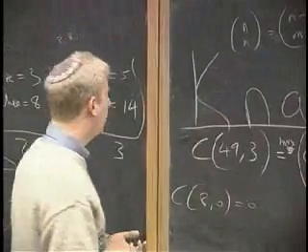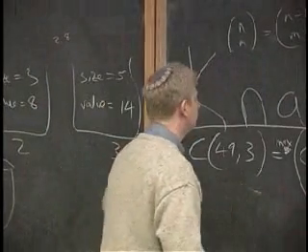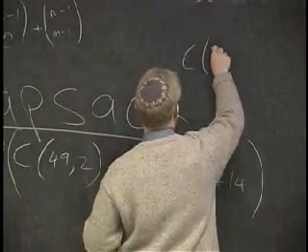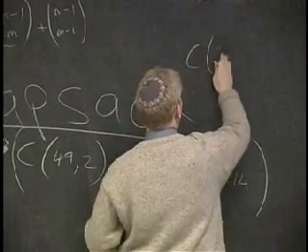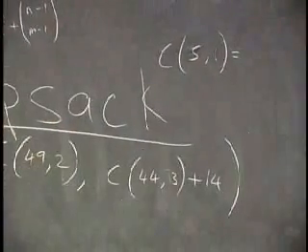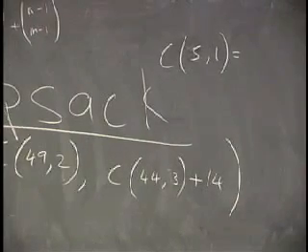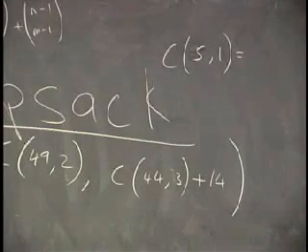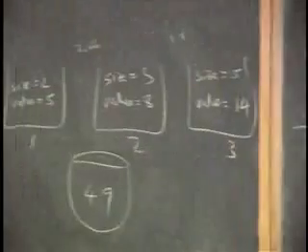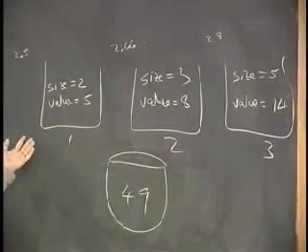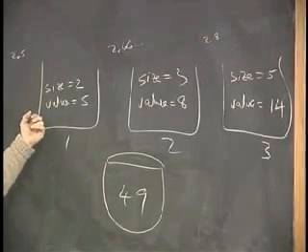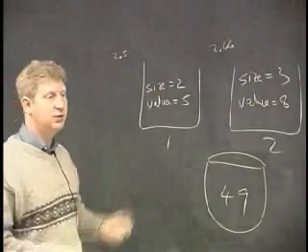happen? Let's see. Let's do C of 5, 1 according to our recursive relationship. You know what? Let's first do C of 5, 1 in our heads. I've got a knapsack of size 5. I can only take stuff from box 1. What's the most I can do? 10. I can fill it with 2 of these objects, giving me a value of 10. That's what C of 5, 1 is. You can do that in your head.